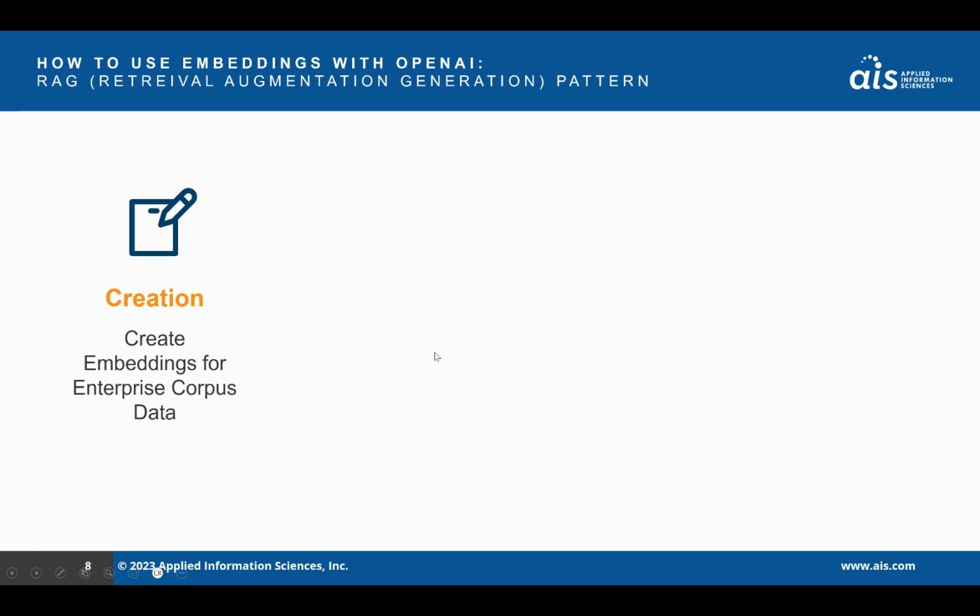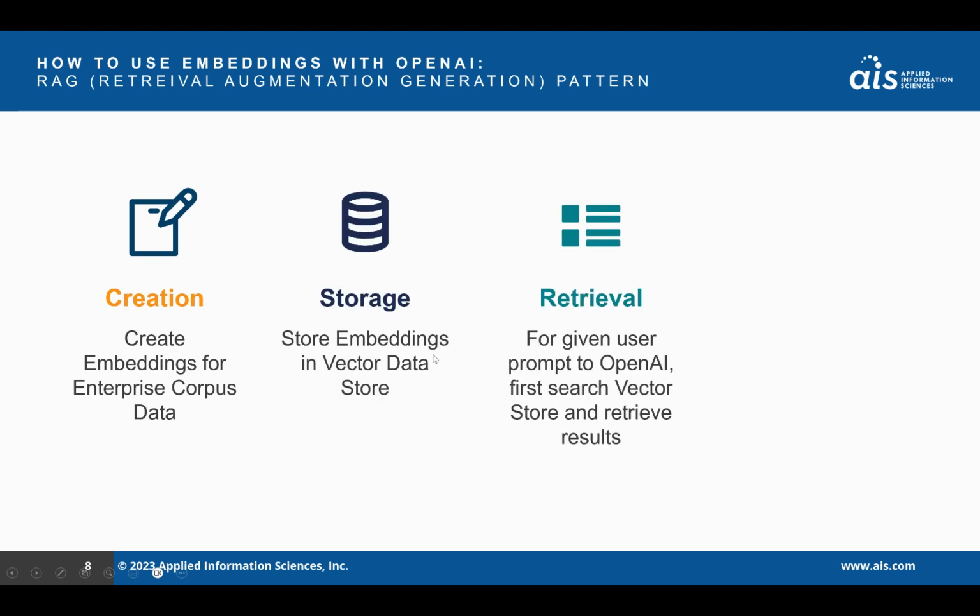So you have created your embeddings, you have stored your embeddings, now you want to use them. So for a given query, you would first search your vector store to retrieve the text that is similar to your query, and then you would infuse that into the prompts that you send to OpenAI. This particular approach of using embeddings that allows infusing your enterprise private data in developing solutions with OpenAI is really called the RAG pattern, or the retrieval augmentation pattern.